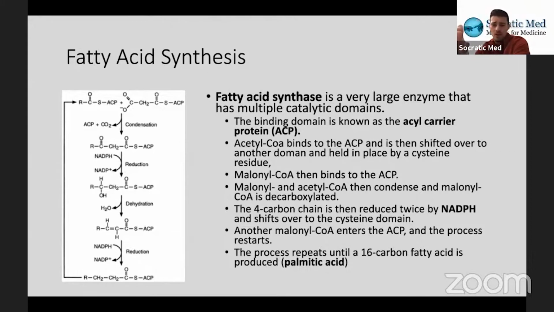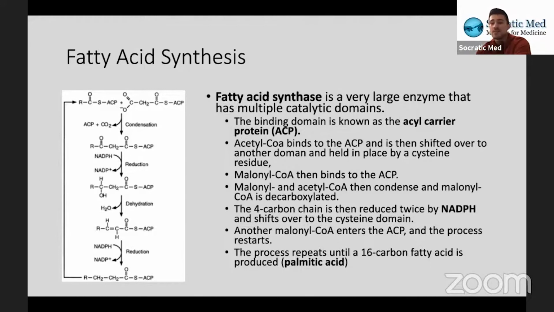Remember, we made the malonyl-CoA, but we also still have acetyl-CoAs that are just floating around. So acetyl-CoA is going to bind to the ACP. And then it's going to be shifted over to another domain and held in place by a cysteine residue. So remember, the acetyl-CoA, coenzyme A, has that thiol group. It has that sulfur group. So it can react with cysteine residues. It's going to make a disulfide bridge, and it's going to hold it in place pretty well.